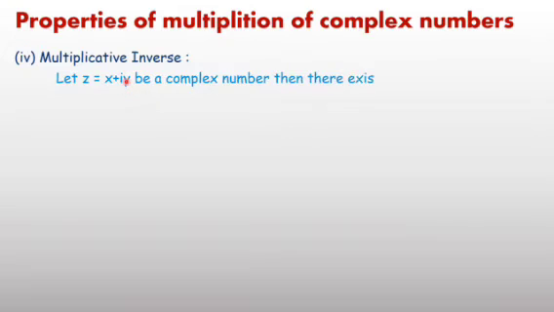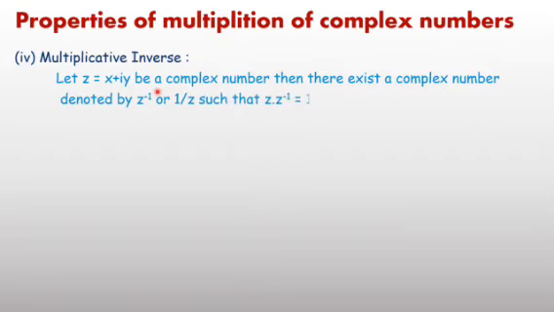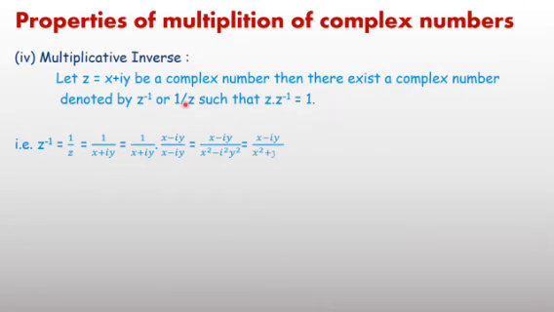If any complex number Z is given as x plus iy, then Z inverse or 1 upon Z is known as the multiplicative inverse, such that Z into Z inverse equal to 1. Or in other words, if any complex number is given, and you multiply it by another complex number and the result is the multiplicative identity, then the second complex number is known as the multiplicative inverse. The symbol for the multiplicative inverse is Z inverse, which we can write as 1 upon Z.